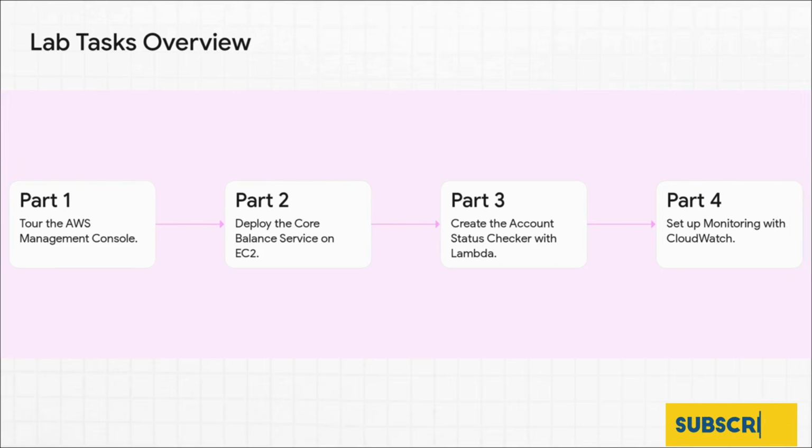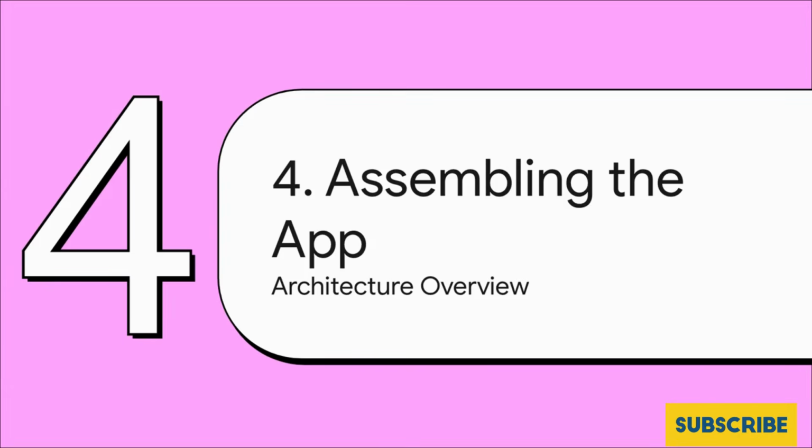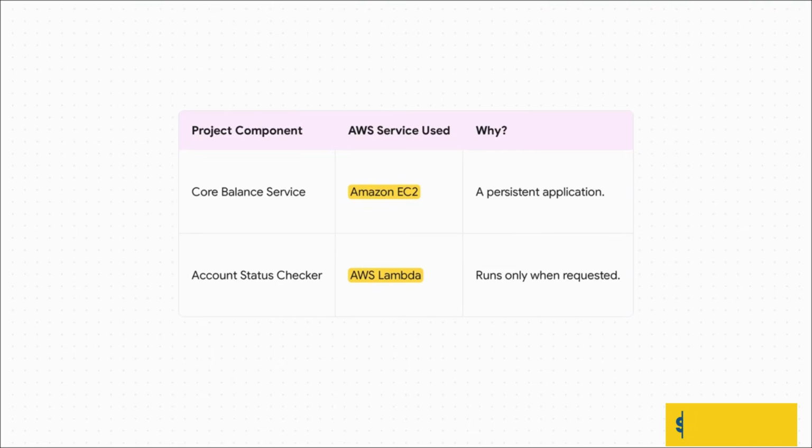The whole project is broken down into 4 clear, manageable steps. We'll start with a quick tour of the main control panel, then we'll build the 2 main parts of our app, and finally, we'll set up some monitoring to keep an eye on it. Easy enough? Okay, now for the really cool part. Let's see how that digital toolkit we just talked about is actually used to put this mini bank together piece by piece. So this is where it all clicks into place.